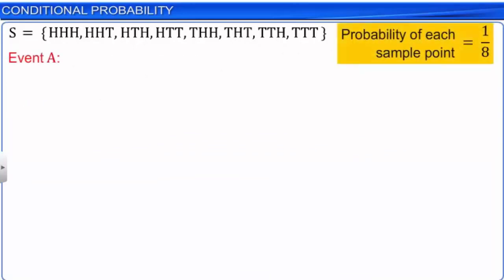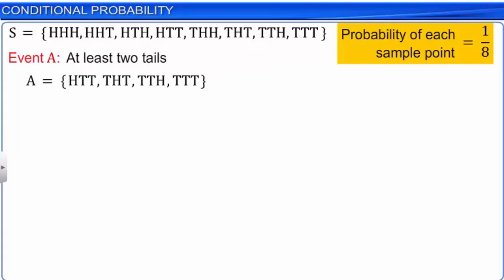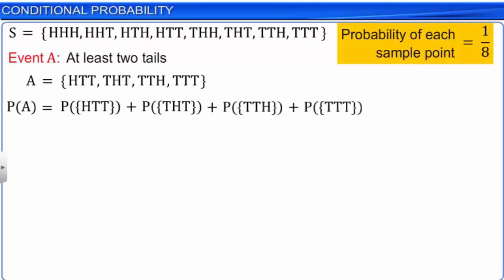Let A be an event that at least 2 tails appear. That is, 2 or more than 2 tails appear. Then, the sample points in event A are HTT, THT, TTH, and TTT. The probability of event A is the sum of the probabilities of its sample points, which is equal to 1/2.